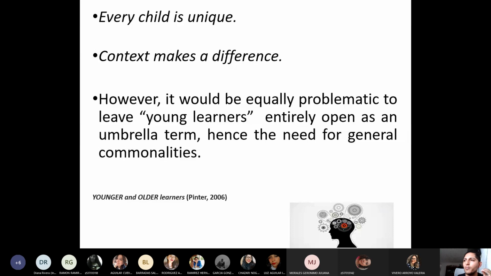Although we have general dimensions and characteristics of young learners, because every single child is unique, we do need to have a broad sense. Otherwise, it would be more difficult for our teaching. It's not that we label children, but we have a general idea, and I think this is important for your implementations, for your planning, for your everyday teaching.